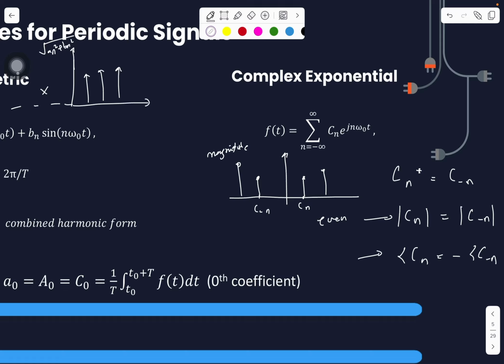As for the phase spectrum, it is odd. So let's say if this is at Cn, here is C minus n, this is the height of the peak, and here is the absolute value of Cn. Here, let's say at the frequency 2f0 and minus 2f0, their signs will be opposite, so it is odd. And if this looks like this, then the next one looks like this, and so on. This is the phase spectrum.